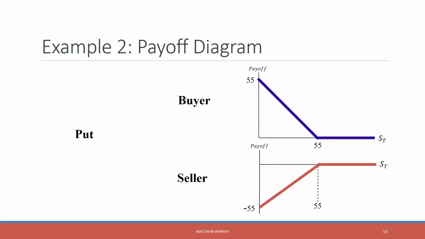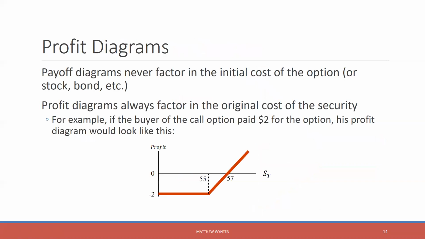And hopefully, again, we can observe that the payoff for the seller is the exact opposite of the payoff for the buyer. It's the negative of the payoff for the buyer. So let's look at some profit diagrams.